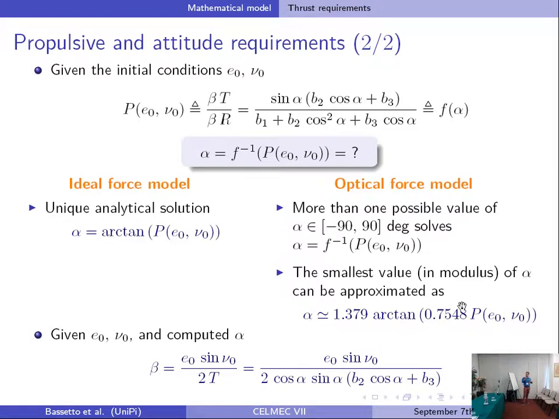For an optical force model, instead, there is more than one possible value of alpha that solves this equation. Of course, we are interested in the smallest value of alpha, in modulus, because the smaller the angle, the smaller the required lightness parameter. By interpolation of numerical data, it is possible to approximate alpha in this way. Now that we know alpha for both possible force models, we can compute beta according to this relationship.